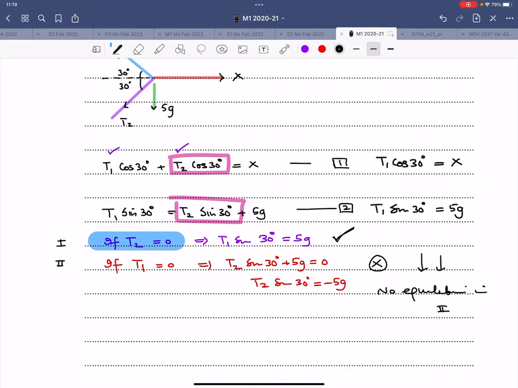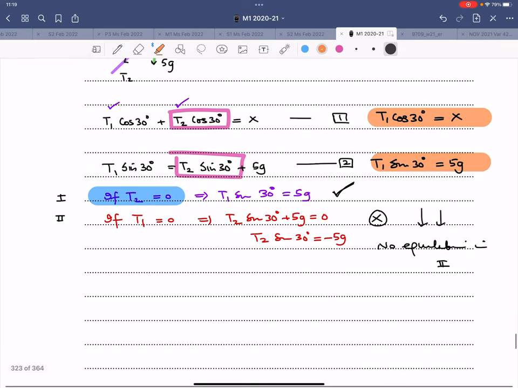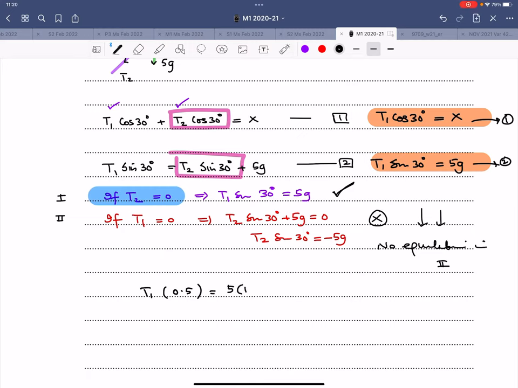So now you would solve these two equations. This is equation 1. This is equation 2. You will find the value of X. Very simple. The second equation: T1 into 0.5 is equal to 5 into 10. So therefore, T1 is 50 divided by 0.5. This is 500 over 5, which comes out to be 100 Newton.